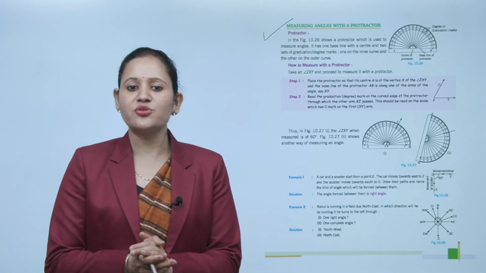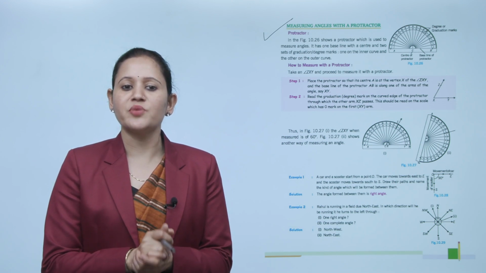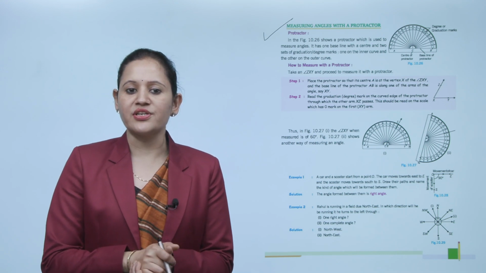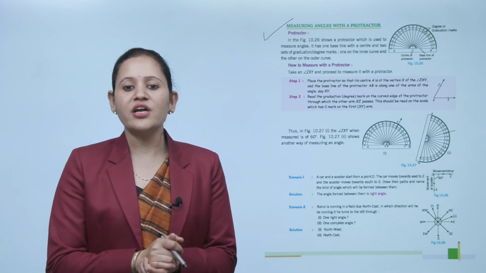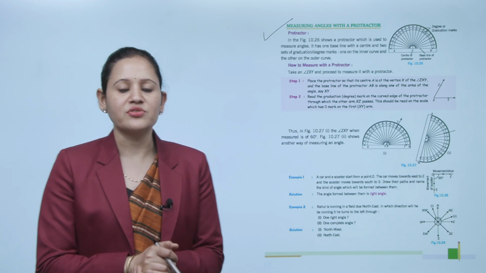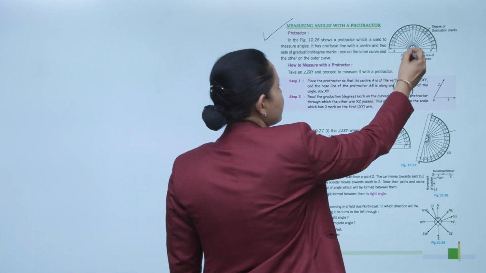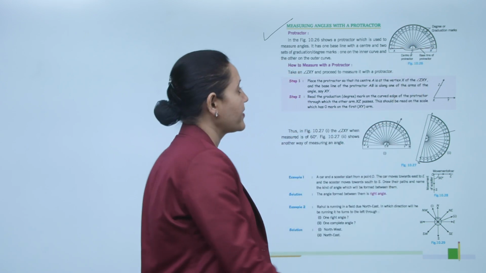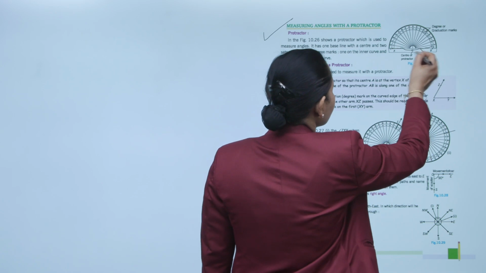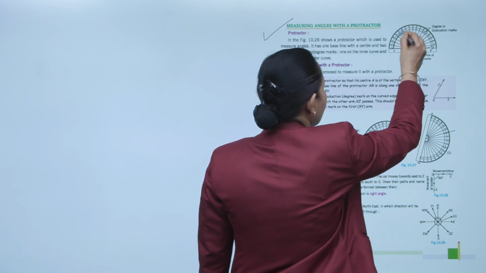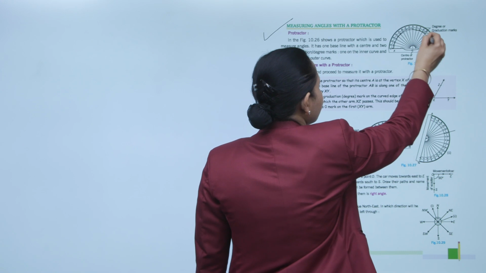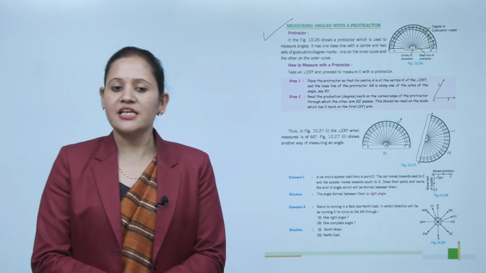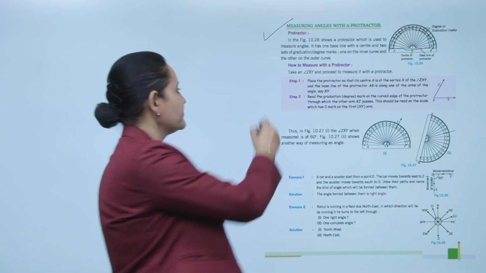Protractor. Figure 10.26 shows the protractor which is used to measure angles. It has one baseline with the center and two sets of graduation or degree marks, one on the inner curve and the other on the outer curve. So this is the center of the protractor, this is the baseline, and it has two scales. One is this one, the inner scale, and this is the outer scale. Clear? Next, how to measure with a protractor.